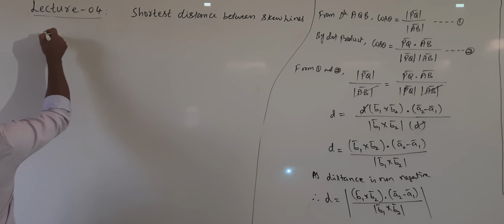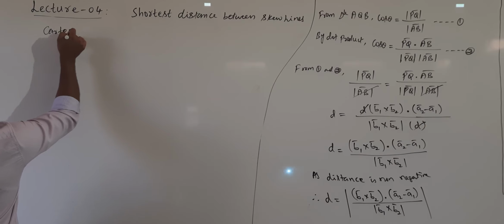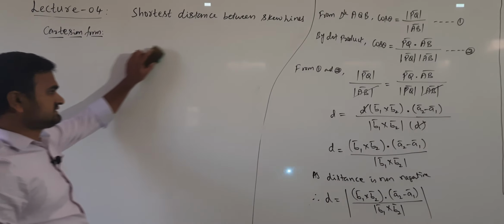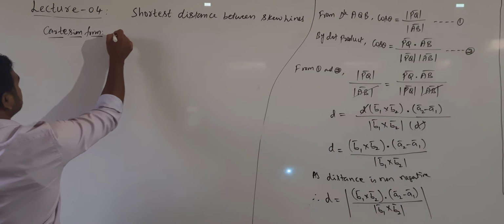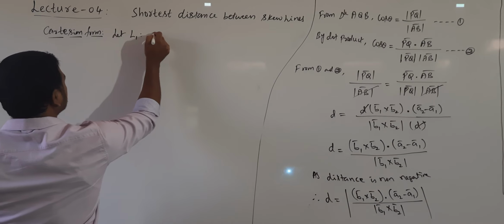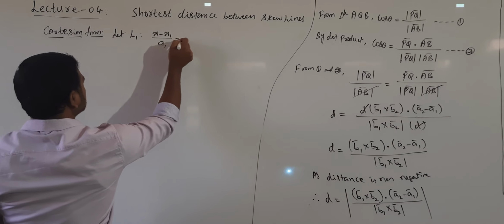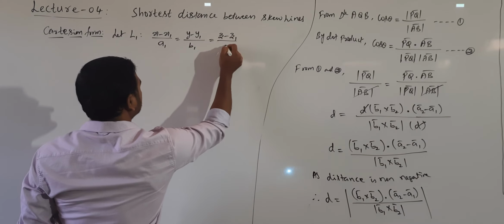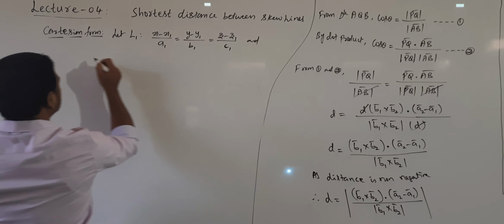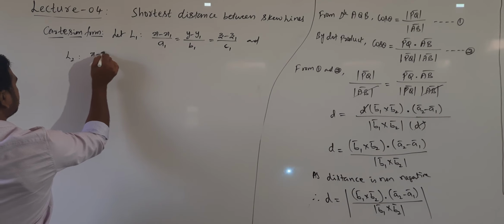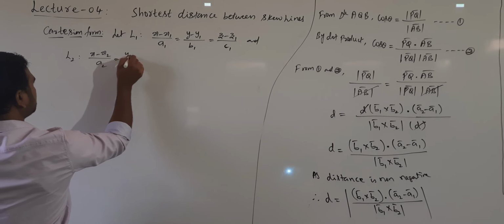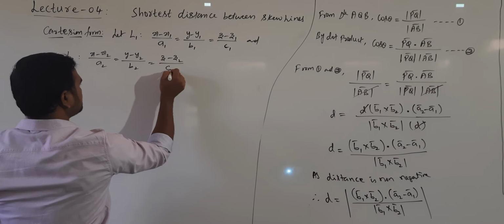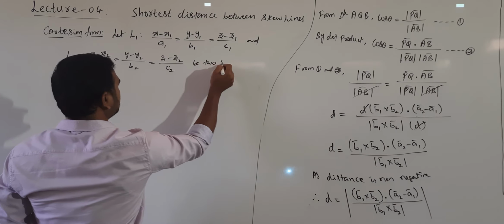See, now in Cartesian form, two lines, let us consider their equations. Let L1: x minus x1 by a1 is equal to y minus y1 by b1 is equal to z minus z1 by c1, and the second line L2: x minus x2 by a2 is equal to y minus y2 by b2 is equal to z minus z2 by c2, be two skew lines.